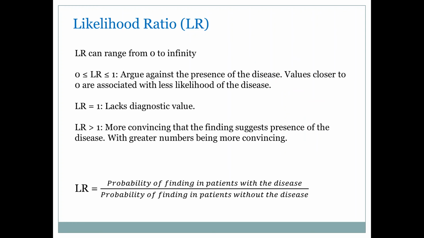Okay, so a likelihood ratio can range from 0 to infinity. If your likelihood ratio is between 0 and 1, that argues against the presence of the disease or the condition. Values closer to 0 are associated with less likelihood of having that condition. If you have a likelihood ratio that equals 1, it lacks diagnostic value. You can't really tell much about it. If it's equal to 1, it's not telling us anything. If it's greater than 1, then that's more convincing that the finding suggests the presence of a disease or condition. Greater numbers are more convincing, and I'll show you an example.